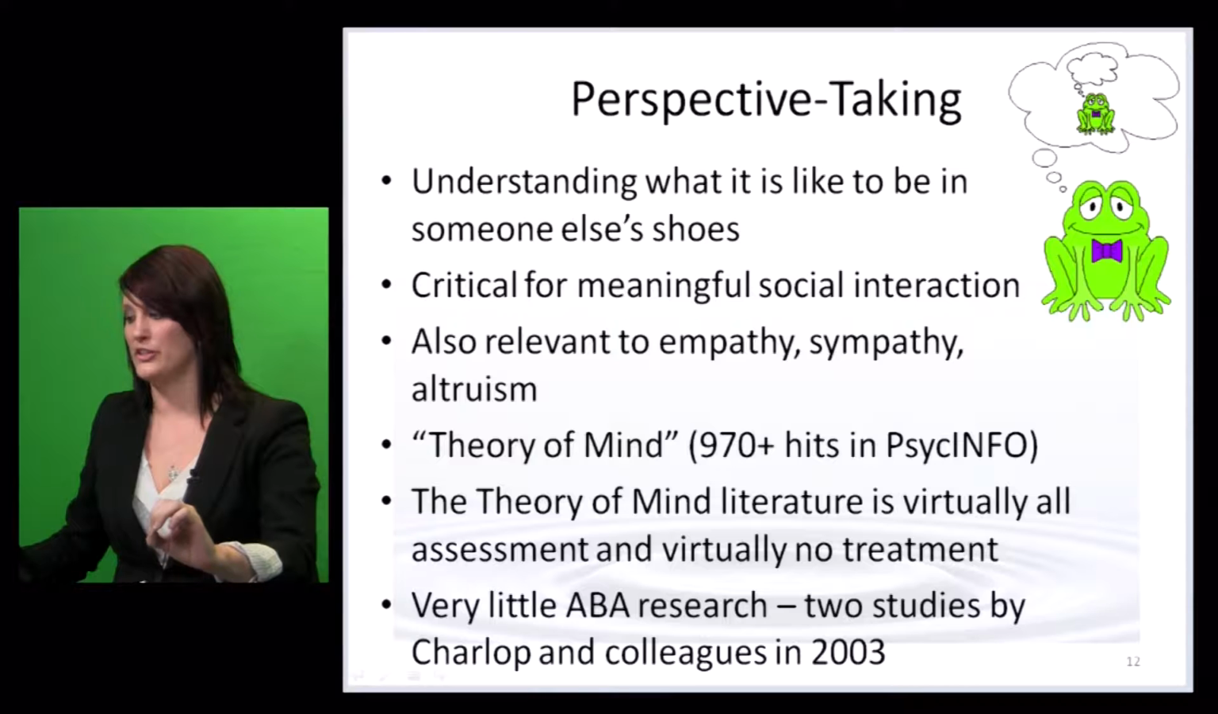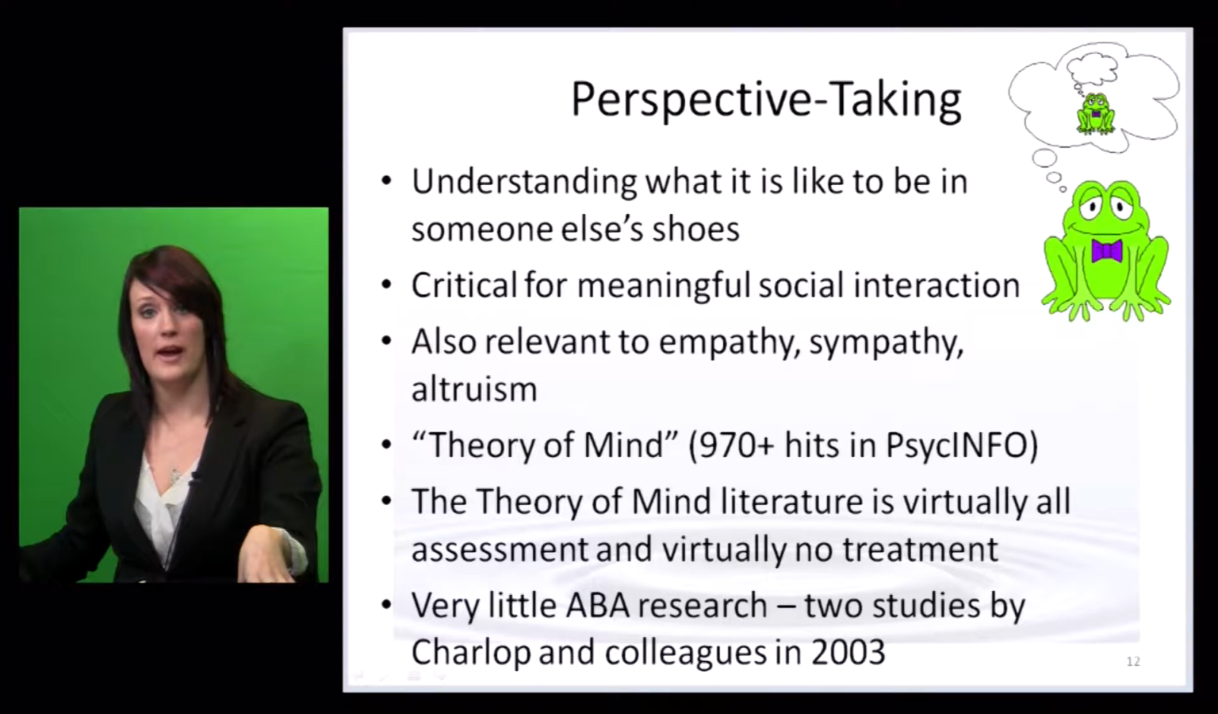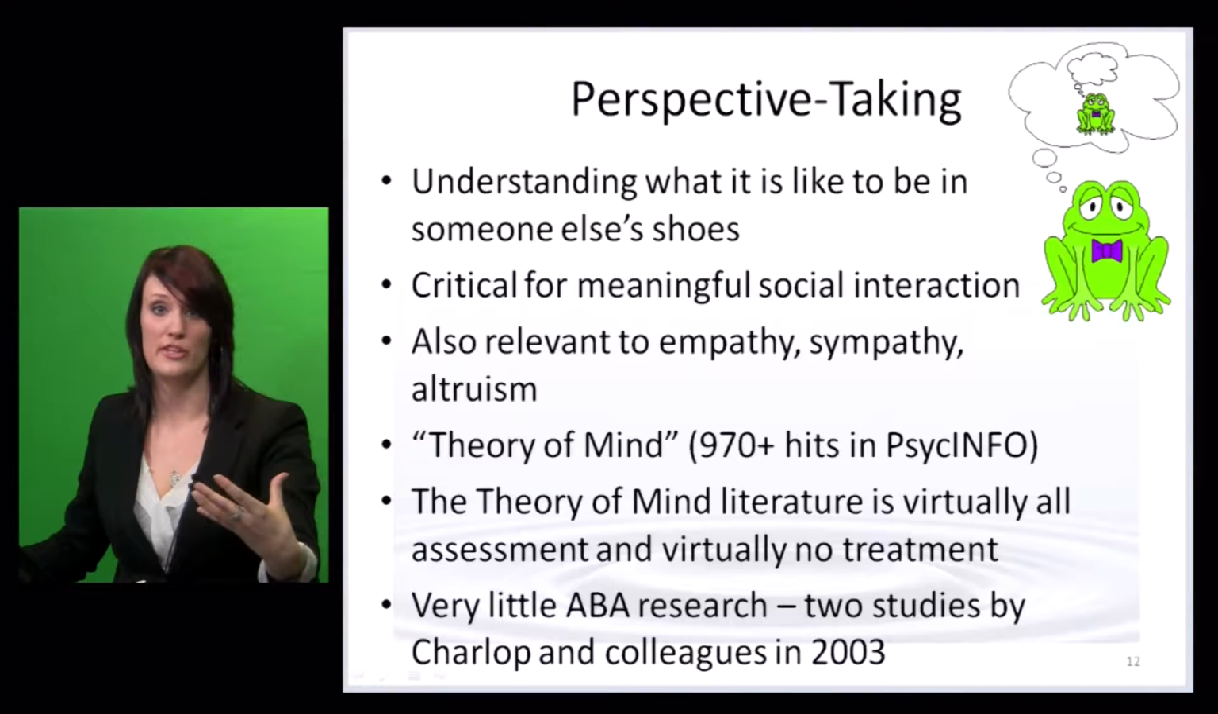And the theory of mind literature is virtually all assessment and virtually no treatment. They continually assess the children to see if they are able to engage in these theory of mind behaviors, and find that in most cases children with autism cannot. Very little ABA research has been conducted. There are two studies by Charlotte and colleagues that were done in 2003, but these studies primarily targeted teaching the children to respond to a specific theory of mind task, and not necessarily teaching them the generalized ability to engage in perspective taking.